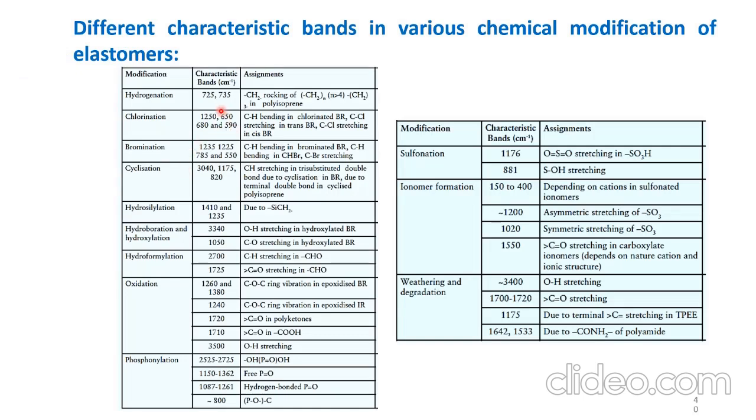These are some of the characteristic peaks which are assigned for different modifications. For example, for hydrogenation, these peaks need to be checked. These are the characteristic peaks basically. For chlorination, the peaks at these positions need to be checked. For bromination again these, then cyclization, then hydrosilylation. So many things are there, like oxidation, sulfonation, ionomer, a lot of modifications can be achieved.